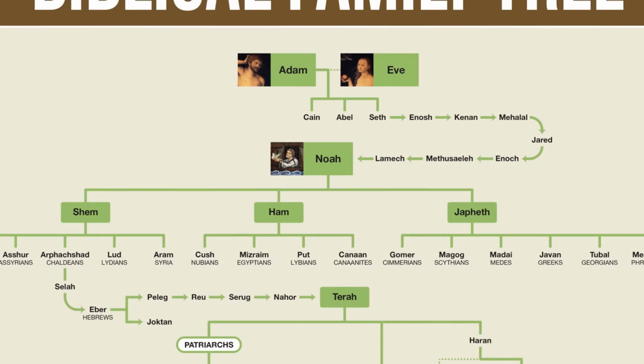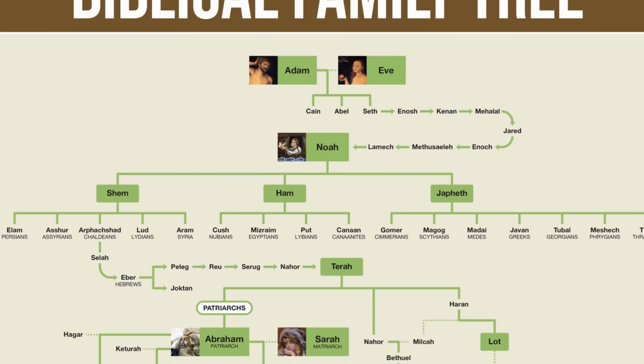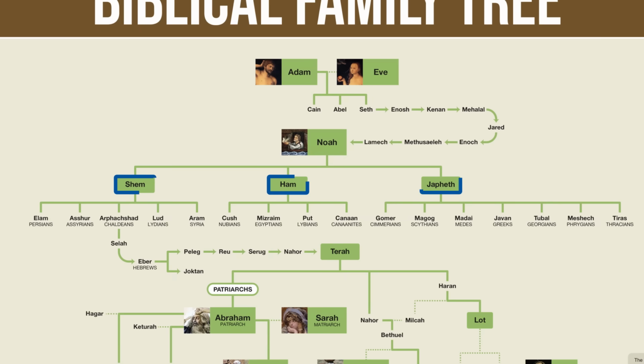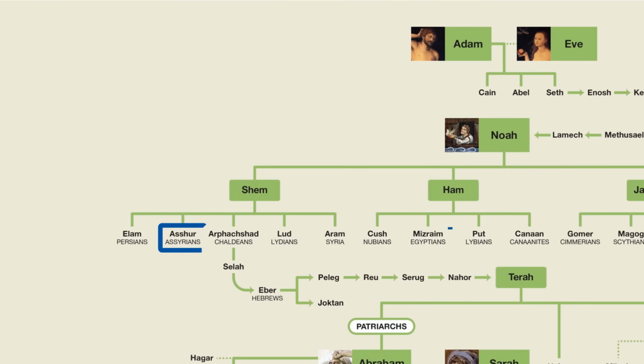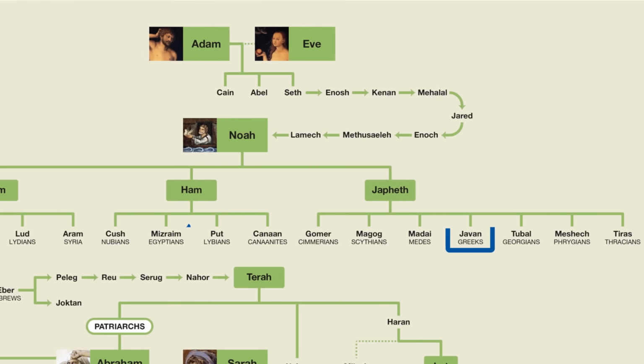The Bible doesn't mention the name of Noah's wife or his daughters-in-law, but we do know that his 3 sons were named Shem, Ham, and Japheth. Shem has 5 sons, Ham has 4, and Japheth has 7, for a total of 16 grandsons for Noah. In most cases, the names of these 16 grandsons match the names of nations that would eventually form in the Near East, such as Asher, which corresponds to Assyria, Mizraim, which corresponds with Egypt, and Javan, which corresponds to Greece.